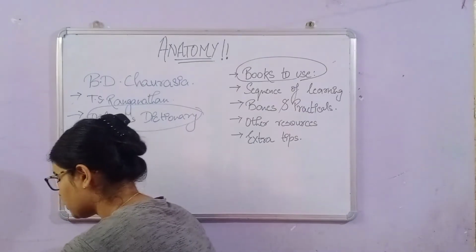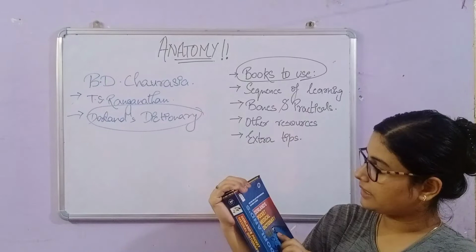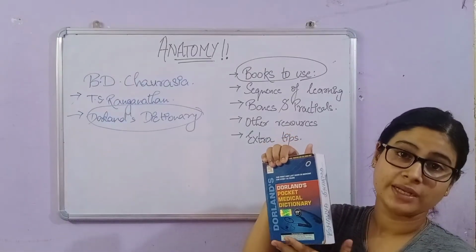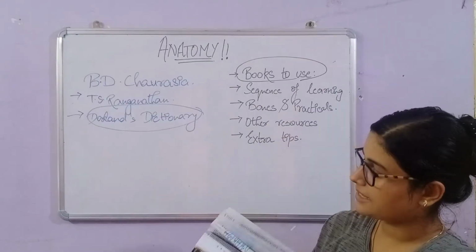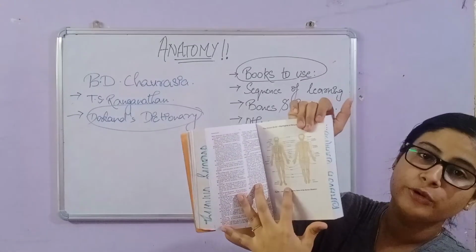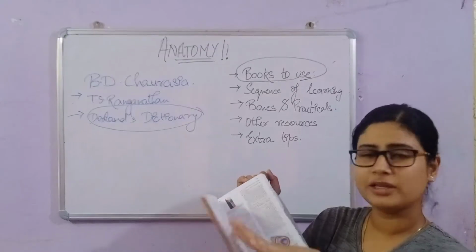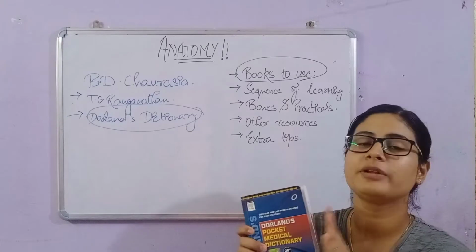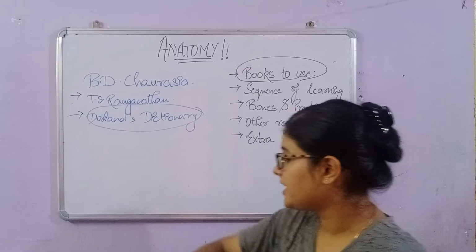Then we have the dictionary, as I told you. This is Dorland's Dictionary. This is the 29th edition and I bought it in 2018. Now it is 2021, so you can buy the newer edition. It is very good. It has pictures like these, which are labeled very beautifully, and it has all the medical concepts and their meanings, so it will be very handy to you throughout your career. So these are about the books.